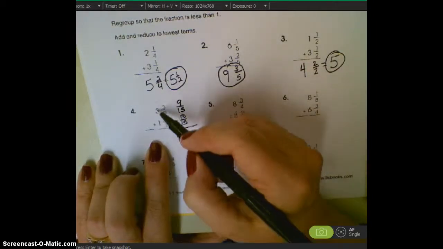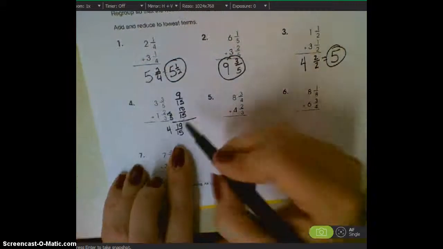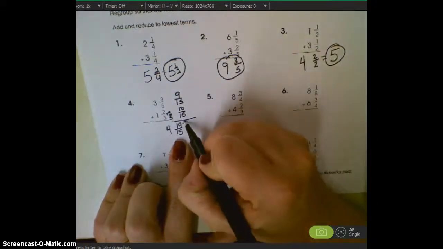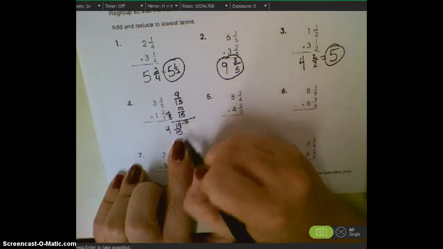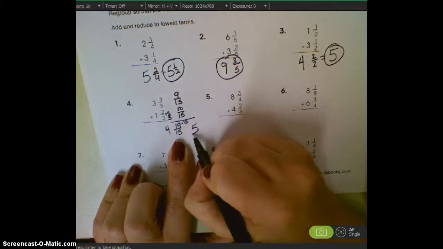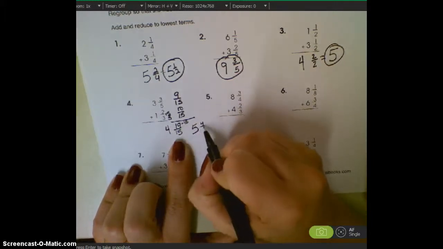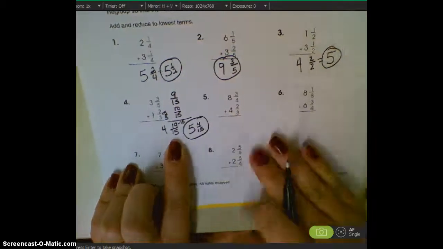And then I'm going to add my whole number. 3 plus 1 is 4. And like our homework the other night, we need to subtract one of those whole numbers. So I'm going to take 15 out, and now I've got one whole. 15/15 is the same as a whole. So instead of 4, I've got 5 because I added that whole one in, and I've got a leftover 4 out of 15. So 5 4/15 for a final answer there.